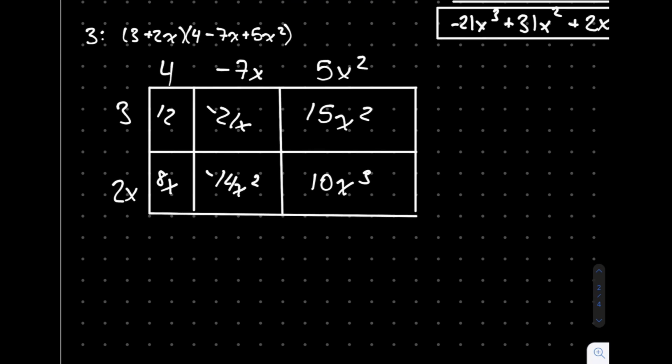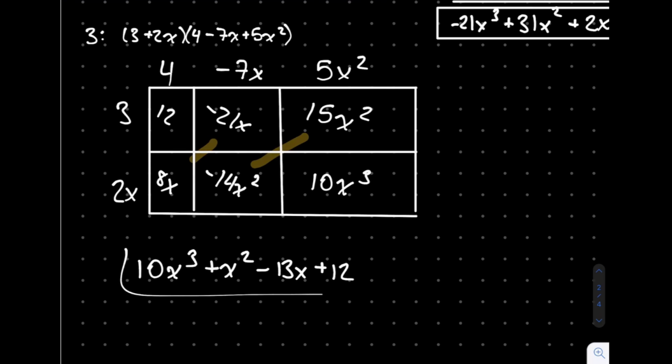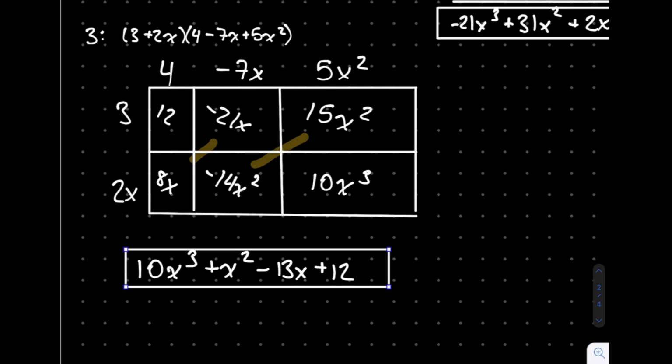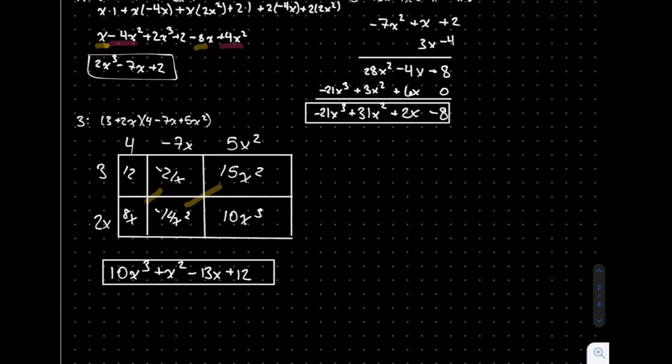All right, so now that we've got that multiplied out, we just need to find the sum. We'll combine our like terms. So 15x squared and minus 14x squared just make a plus x squared. Negative 21x and 8x make a minus 13x, and then plus 12. So this is how we multiply two polynomials together in 3 different ways.